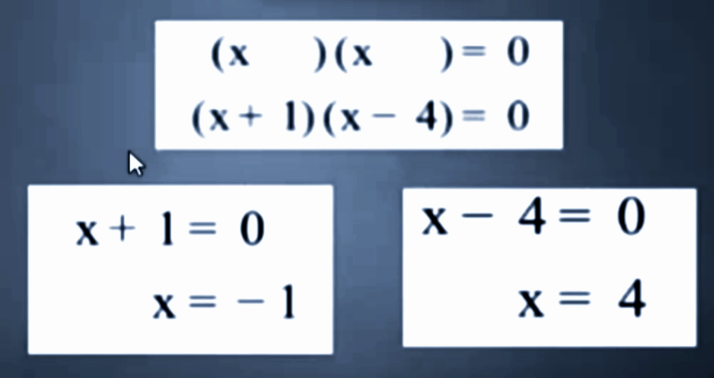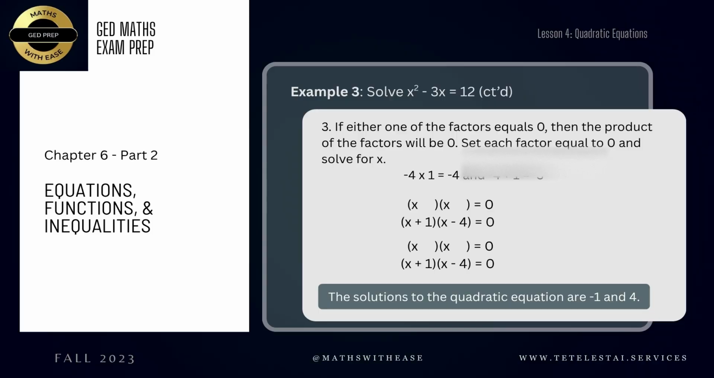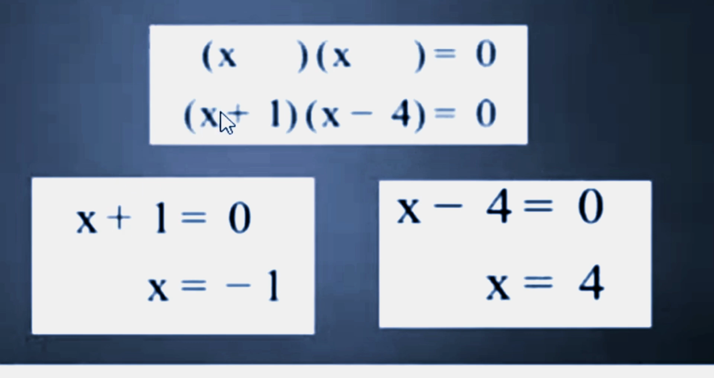Then you simply want to set the two factors equal to 0, as this third step is telling us, and then solve for x. So x plus 1 equals 0. To solve for x, you want to isolate it, and to do that, you can move this number over the equal sign. As I mentioned earlier, anytime you move a number over the equal sign, it changes sign. We're left with x on the left-hand side and negative 1 on the right-hand side.